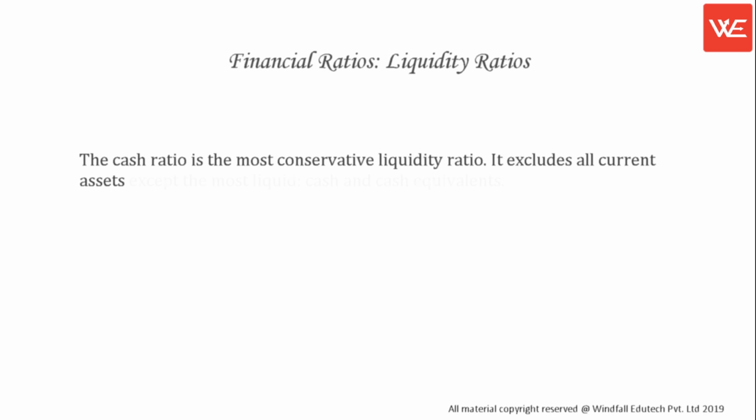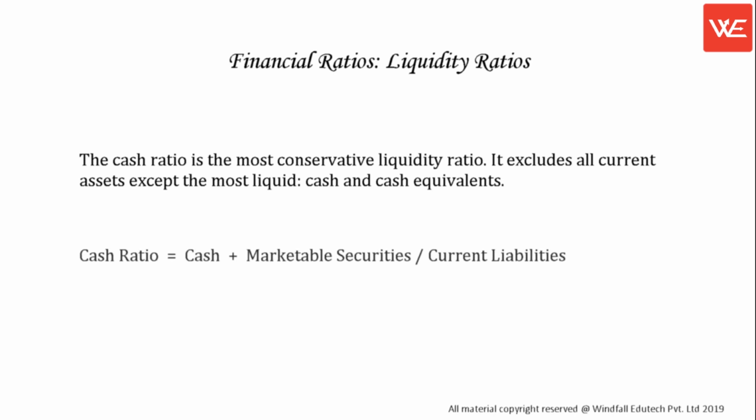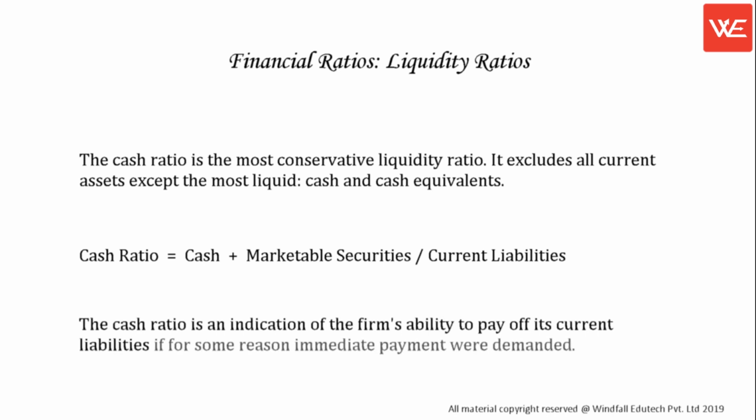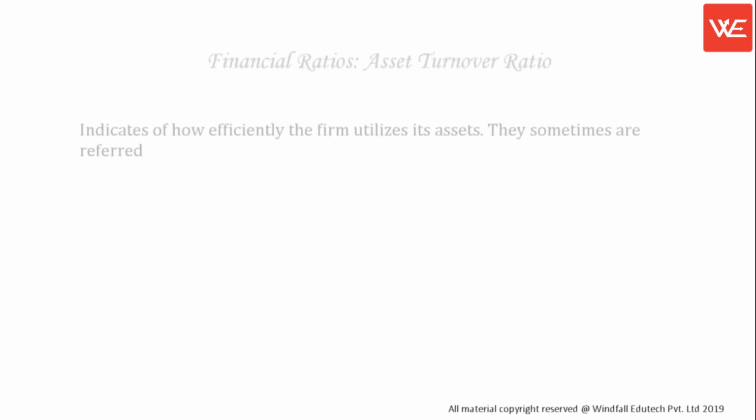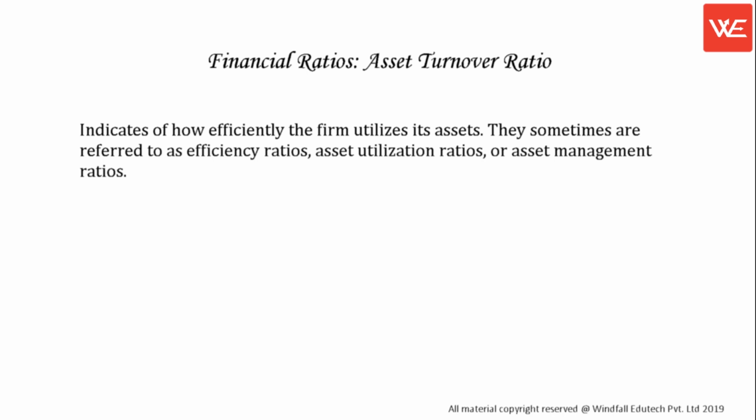The cash ratio is the most conservative liquidity ratio. It excludes all current assets except the most liquid: cash and cash equivalents. Cash ratio equals cash plus marketable securities, divided by current liabilities. The cash ratio is an indication of the firm's ability to pay off its current liabilities if for some reason immediate payment were demanded. Asset turnover ratios indicate how efficiently the firm utilizes its assets.